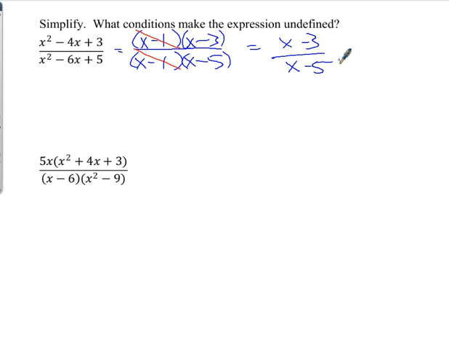This is something that you should know how to do already, right? You guys have done this before. Okay, but this isn't my answer. I need to also have what x can never be. X can never be what? X can never be 5, because if I have 5 minus 5, I get division by 0, and that can't happen. So x cannot be 5. Is that it?